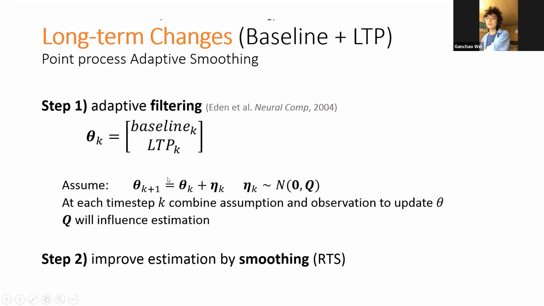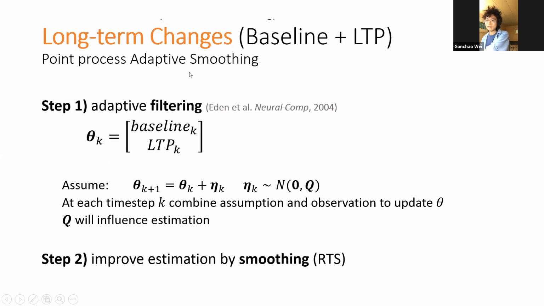The basic idea for the filtering is that at each time tk, we first predict the parameter by this equation, and then correct our estimation by the real observation. Another thing I want to mention is that the pre-specified covariance Q will influence the estimation a lot. If we set it too small, the estimation will be too smooth. If we set it too high, the estimation will be super noisy.